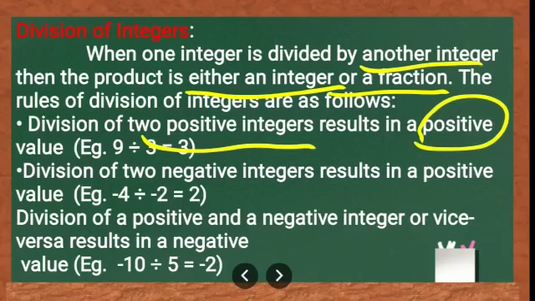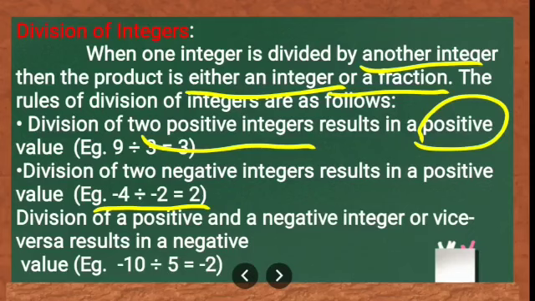And the second one is division of two negative integers results in a positive integer. Let's check with an example. Look at this one: minus 4 divided by minus 2. Both the minuses will get cancelled. So 4 divided by 2 is 2. So the answer is 2.